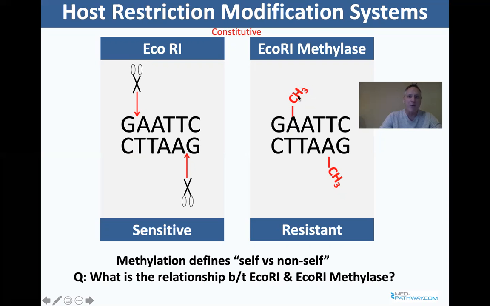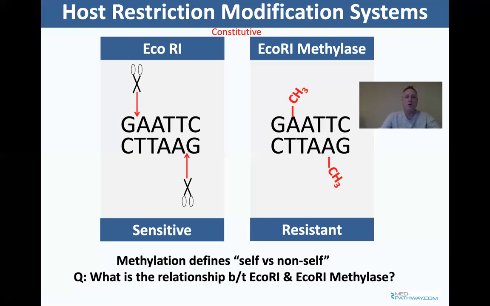By having it methylated by EcoRI methylase, for example, there are many types of restriction enzymes, it becomes resistant to EcoRI endonuclease. And what happens then, by having these enzymes constitutively expressed, is that any viral invading DNA that's not methylated, not host, will be cleaved by EcoRI at these specific sites and ultimately be degraded. And so methylation of the host genome defines self versus non-self.